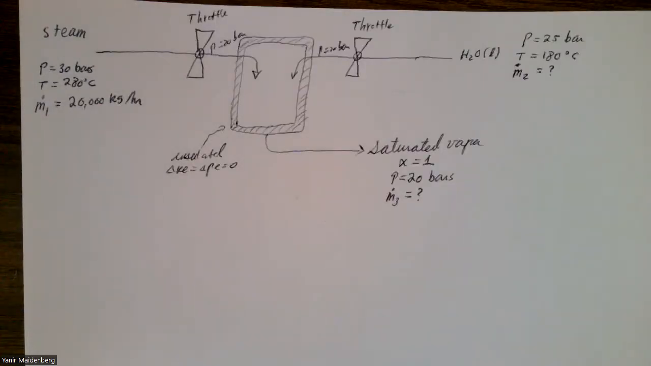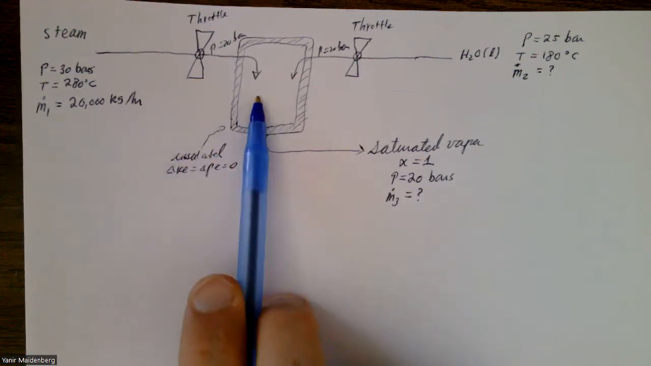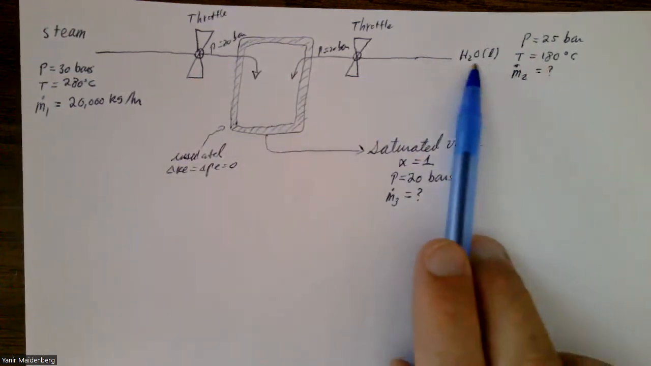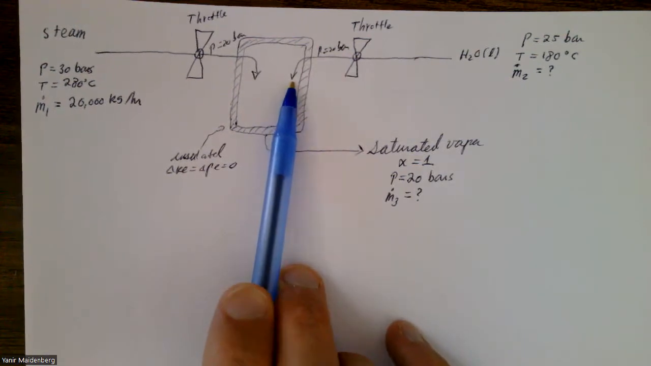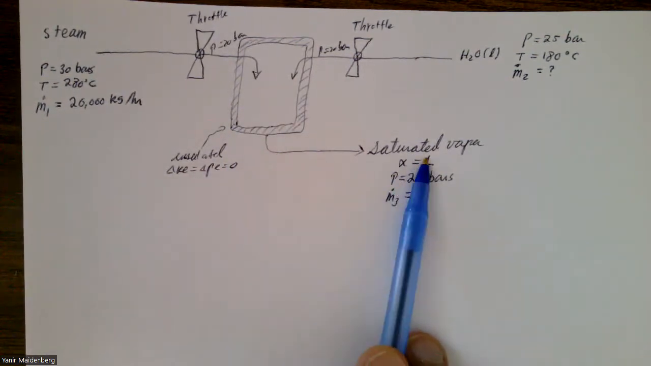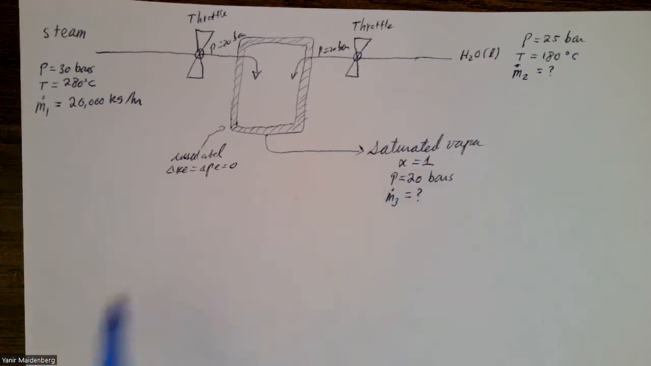Okay, let's talk throttle devices as well as mixers. So I have steam going through a throttle and then entering a mixer. And I have liquid water going through a throttle and entering a mixer. And both of these will mix and come out as saturated vapor at x equal to 1, meaning all of it will be gas.